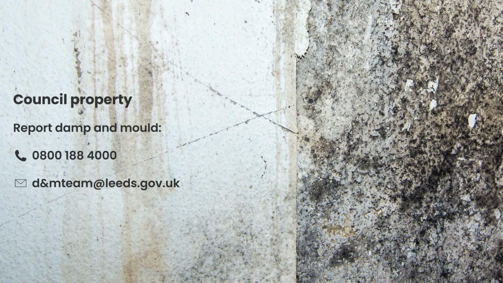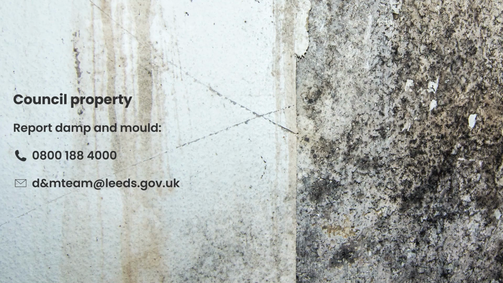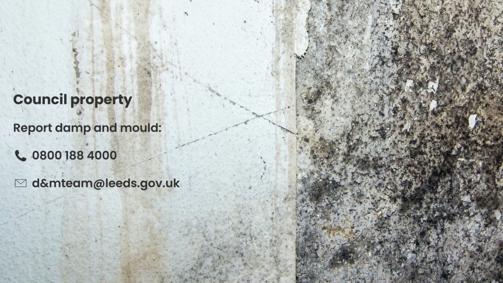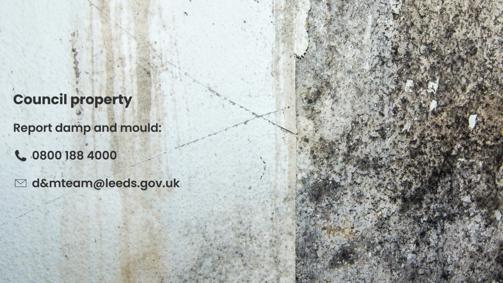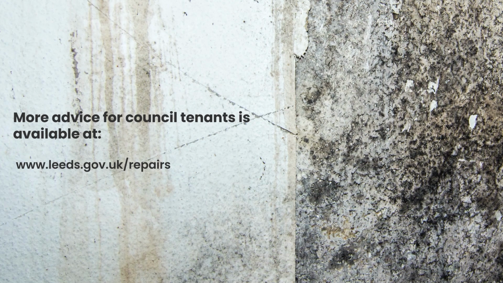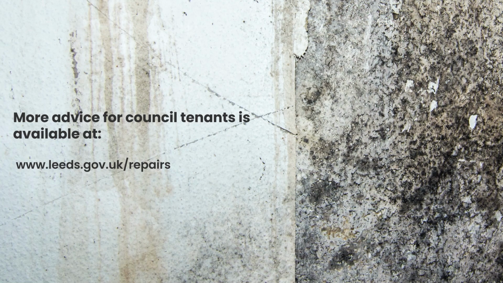If you live in a council property, you can report damp and mould by calling 0800 188 4000 or by emailing d&mteam@leeds.gov.uk. More advice for council tenants is available at www.leeds.gov.uk-repairs.